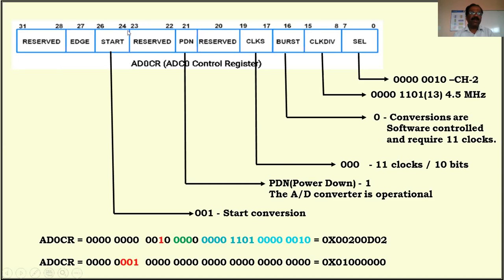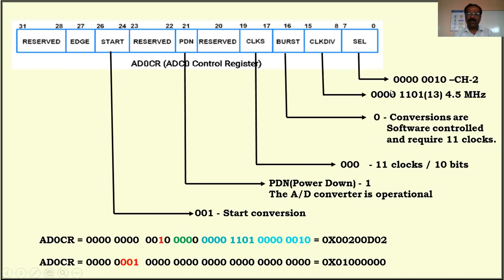Then we are using 3 bits, 24, 25, 26, for start of conversion. If you write 0, 0, 1 in this particular bit field, it starts doing the conversion. That's the meaning of this. 0, 0, 1 means start of conversion. The rest of the things we are not using.